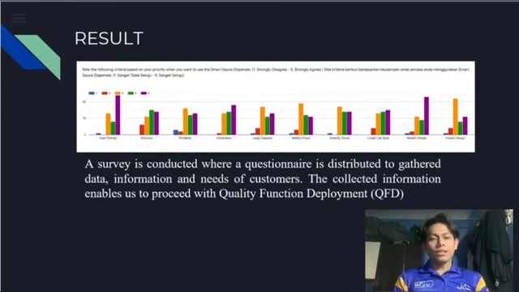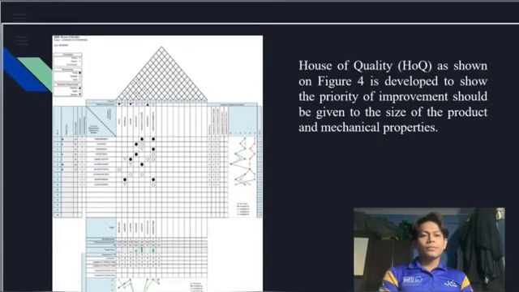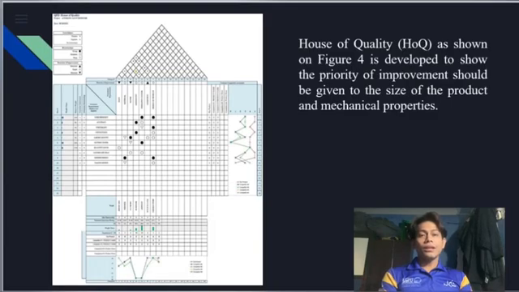Hi, my name is Muhammad Hazim Khalil Muhammad Samsuri. For my part, I will explain about the result. A survey is conducted where a questionnaire is distributed to gather data, information, and needs of customers. The collected information enables us to proceed with quality function deployment, which is QFD. As you can see on the left side, HOQ or House of Quality is developed to show the priority of improvement should be given to the size of the product and mechanical properties.